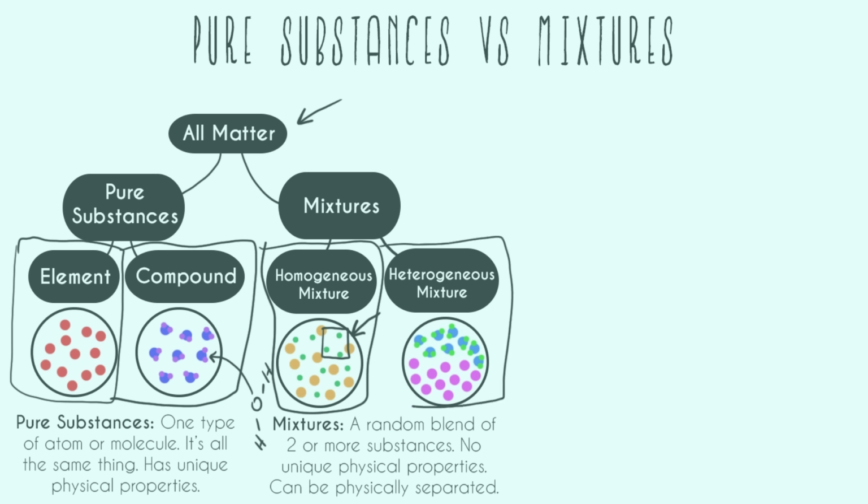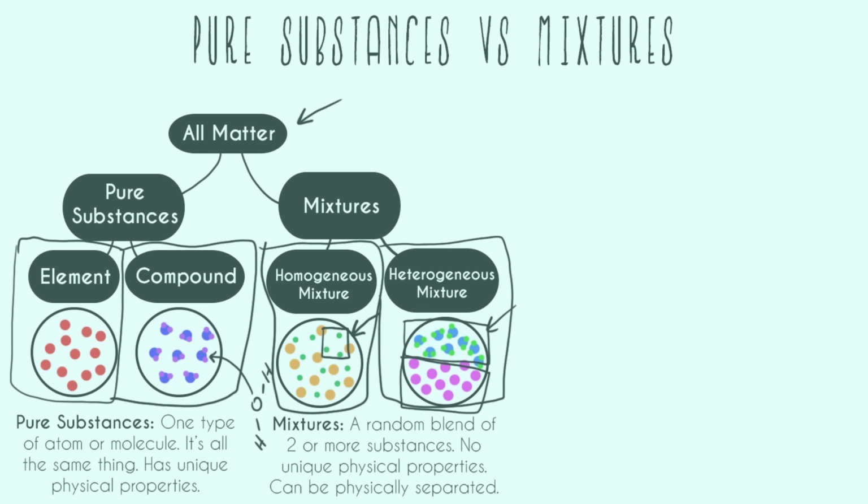Versus heterogeneous. In heterogeneous, the main thing is that we have two or more things, but they're physically separated. If we were looking at this, we could say there's this clear area where we have this one type of molecule, and then we have this one type of atom down here. We can clearly see there's a division. The definition for all mixtures is a random blend of two or more substances. Both of these examples have two things in them. You could easily have more, right?